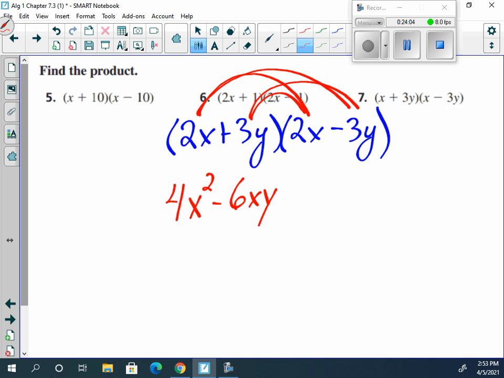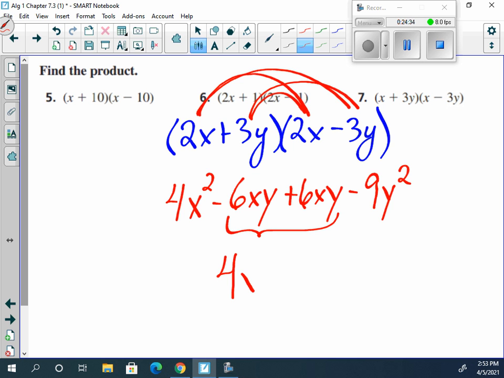And then we'll multiply through by the 3y. Our 3y times 2x, well, 3 times 2 is going to be positive 6, because they're both positive. X times y would be xy. And lastly, 3y times negative 3y will be negative 9y squared. Now the middle terms will cancel out, giving us 4x squared minus 9y squared.